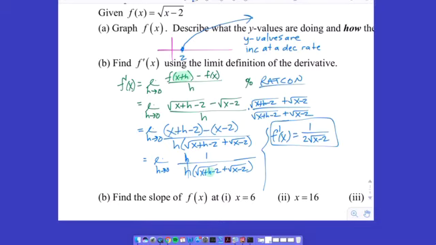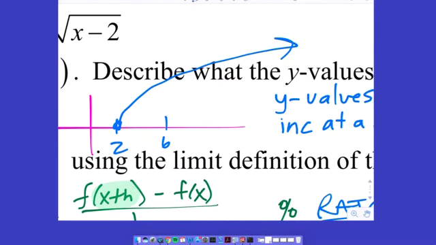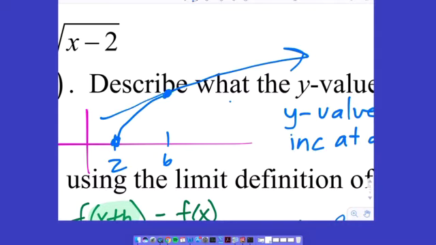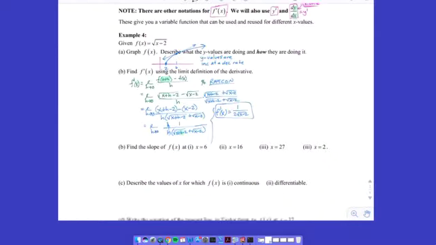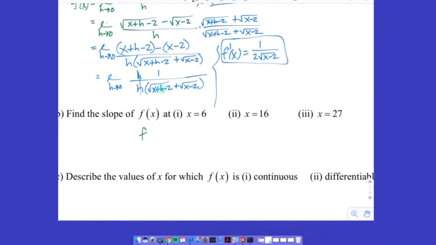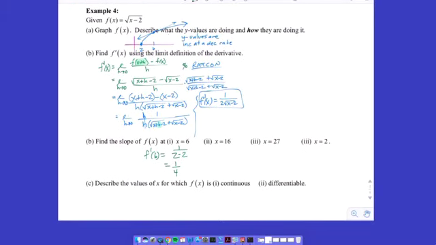Por ejemplo, part B, find the slope at 6. Well, let's call this 6 right there. I want to find the slope at that point, the instantaneous rate of change. I now have a function I can use. That's just going to be f prime of 6, which according to here, if I plug it in, that's 1 over 2 times the square root of 4, which is 2. I end up with 1/4. That's the slope of that tangent line. It's also its instantaneous rate of change. At that instant, the graph is going up 1 for every 4 it's going to the right.